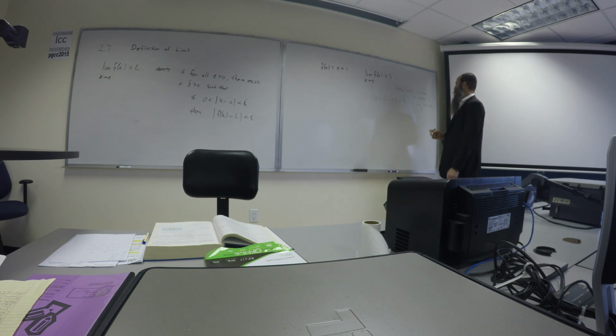This is our initial work to find the proper delta so that we can start the proof. To start the formal proof. And this is just initial work. This is not the proof itself. Okay? All right.